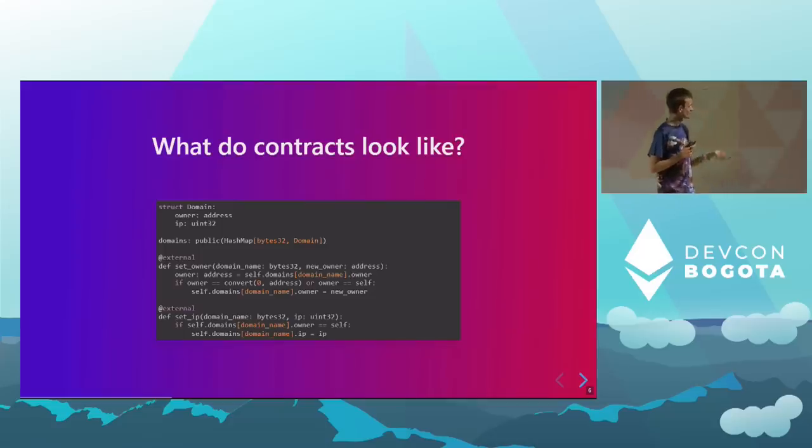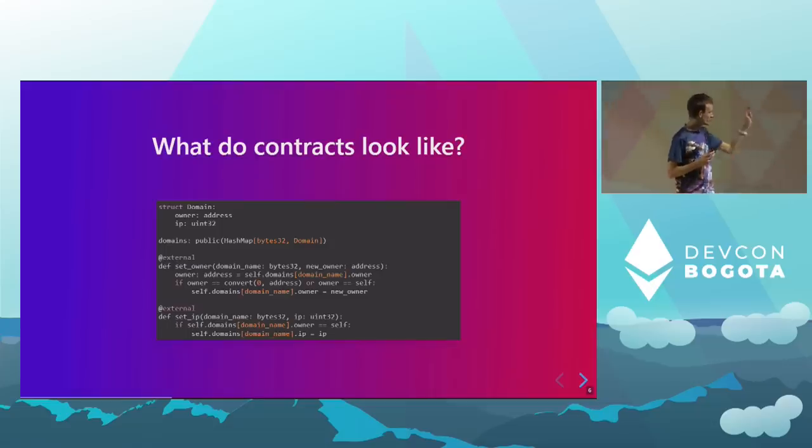So what do we have here? First, a mapping, domains, mapping bytes32 to a domain. The bytes32 here is basically the domain name. I'm being very lazy and simple, not introducing strings or variable lengths or fancy stuff. If you want to register George, you would put 26 zero bytes and stick George at the end, and that would be the key in the mapping. The value in the mapping is who the owner is and what IP address the domain corresponds to.